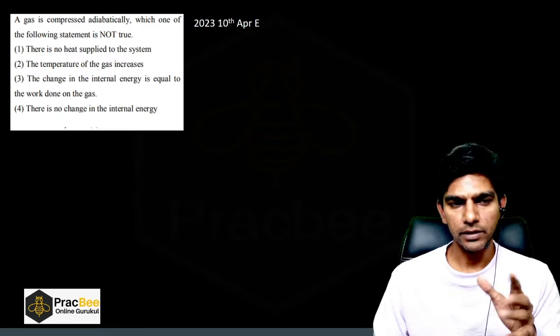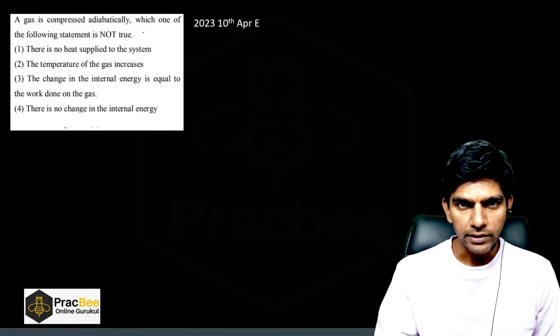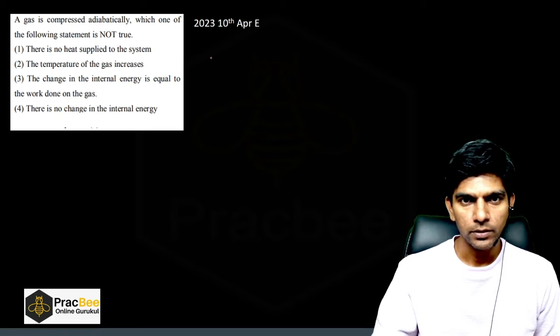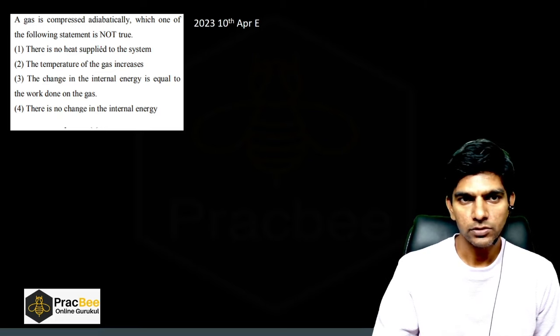Now let us see an illustration based on these concepts. A gas is compressed adiabatically. Which one of the following statements is not true? The volume is decreasing. Option 1: there is no heat supply to the system. Yes, this is the definition of an adiabatic process. There is no heat exchange between the system and surroundings. So option 1 is a true statement, so this is not our answer.